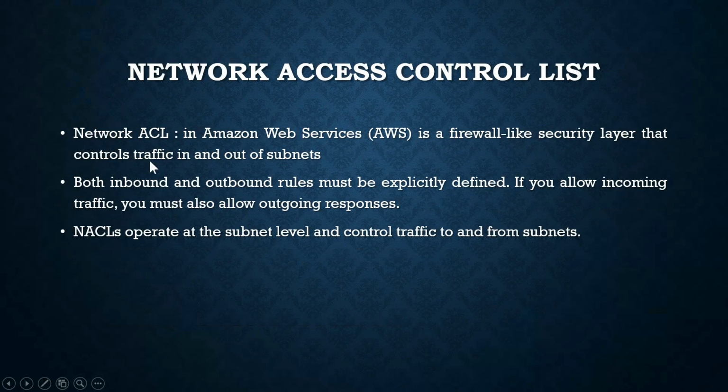So let's see how network access control list works. In AWS, network access control list is a firewall-like security layer that controls traffic in and out of the subnet. Both inbound and outbound rules must be explicitly defined. If you allow incoming traffic, you must allow outgoing responses. So network access control list operates at the subnet level and controls traffic to and from the subnets.